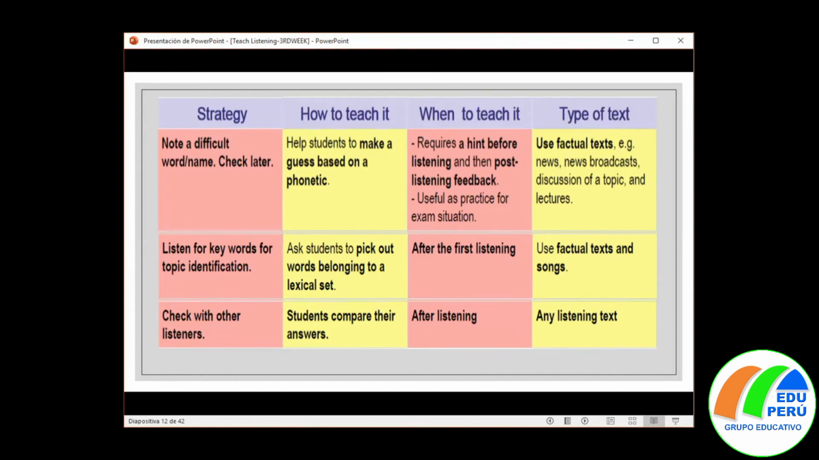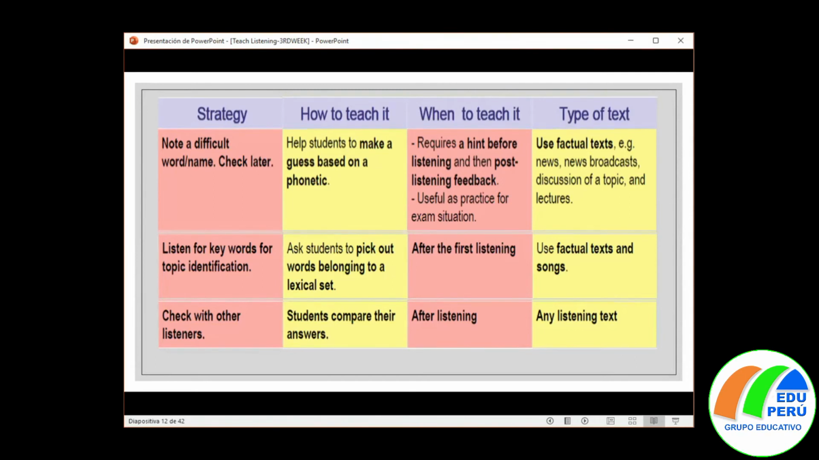When to teach it? Requires a hint before listening and then post-listening feedback. So it's before listening and post-listening. Useful as practice for exam situation. This strategy is mostly for exam context. For example, in the international exams, they give you a test and according to what you listen, you need to complete some spaces in blanks with no options. Here, with no options. So they need to identify what the word is. So they need to identify the sounds, no?